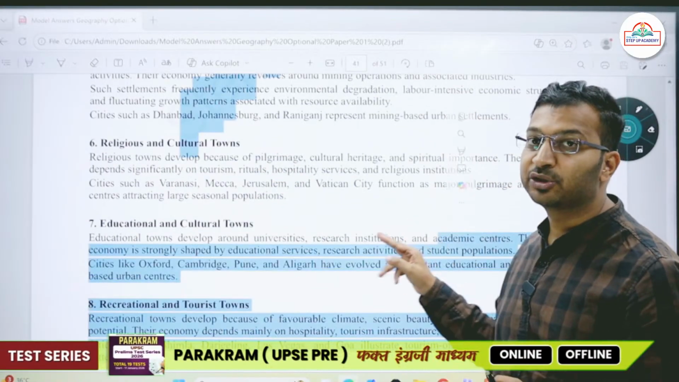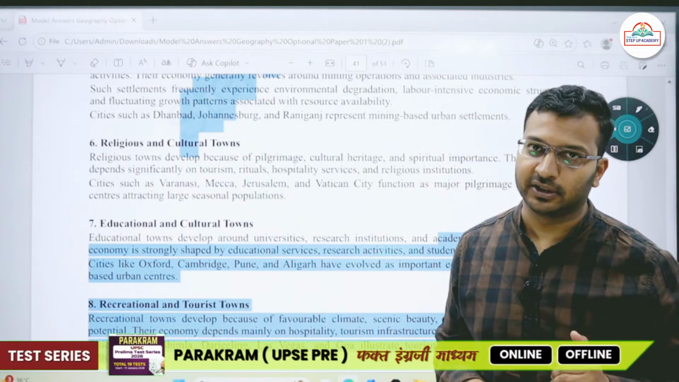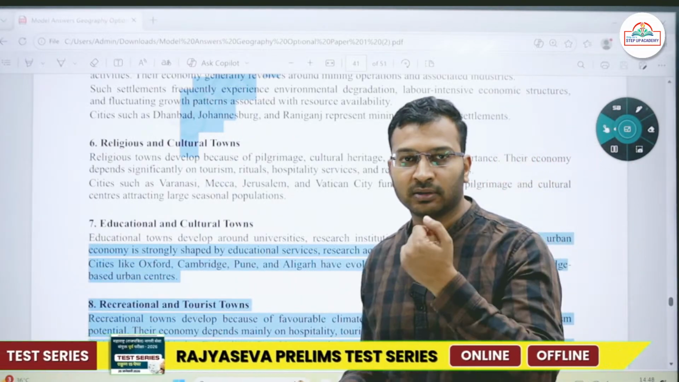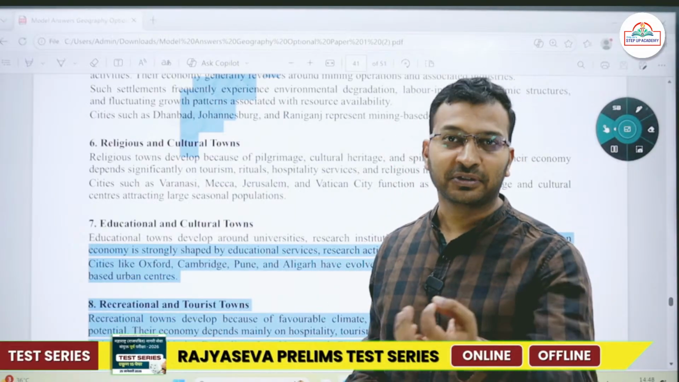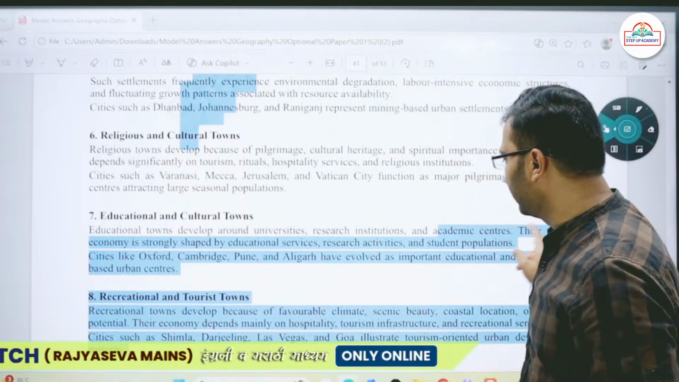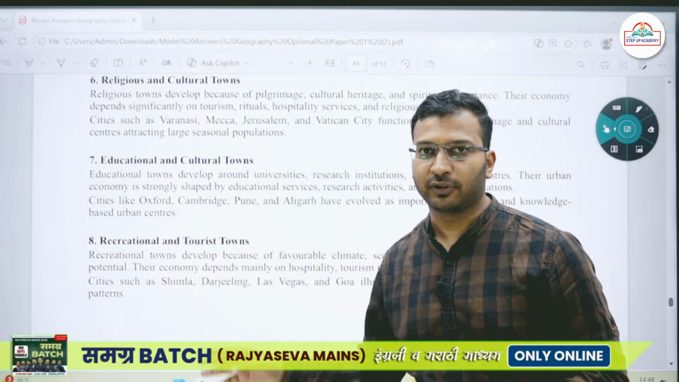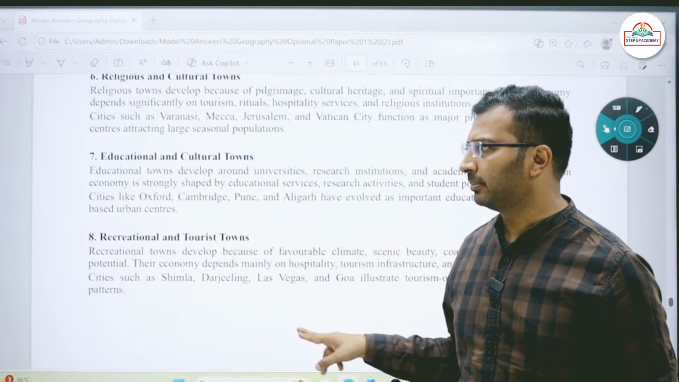Then there are some educational and cultural towns which are known for their good educational facilities. For example, here Pune, we call it Vidyache Maher Ghar. Okay, so educational and cultural towns are those wherein the most dominant activity present is education. For example, Oxford, Cambridge, universities are present.